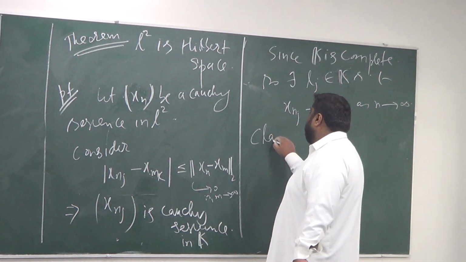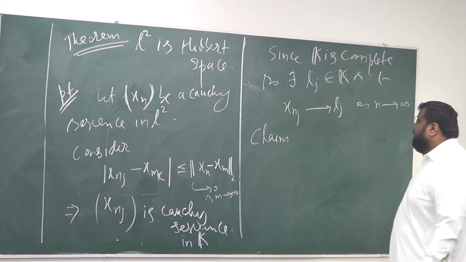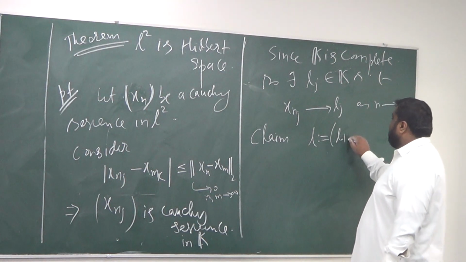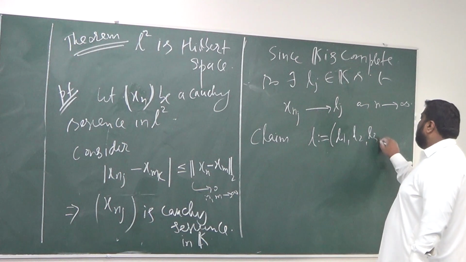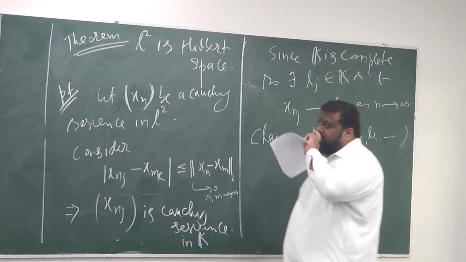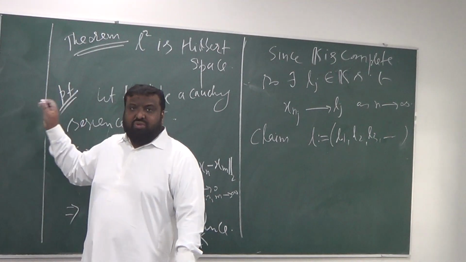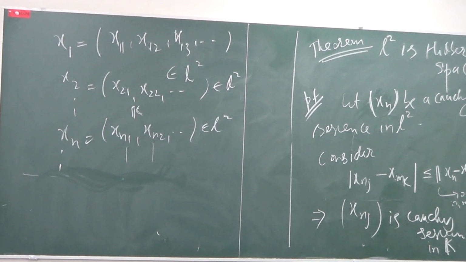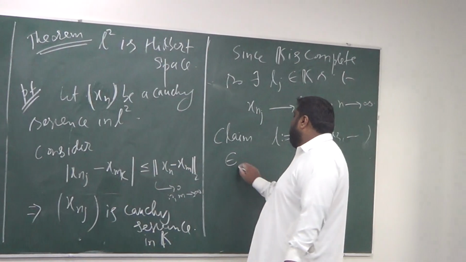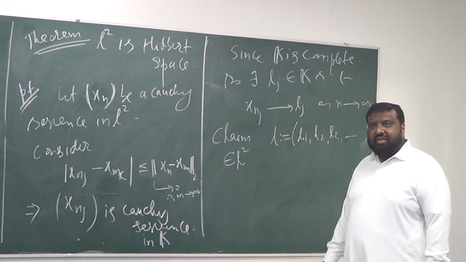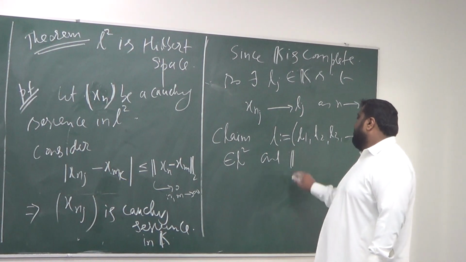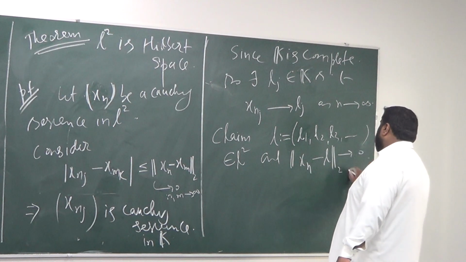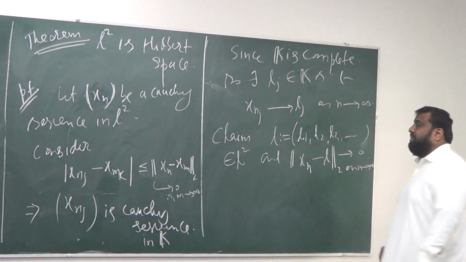So here is the next claim. Take this L, whose definition is L1, L2, L3 and so on, where L1 is the limit of xn1 and L2 is the limit of xn2 and so on. The claim is that L belongs to l2, first of all, and the 2 norm of xn minus L goes to 0 as n goes to infinity.